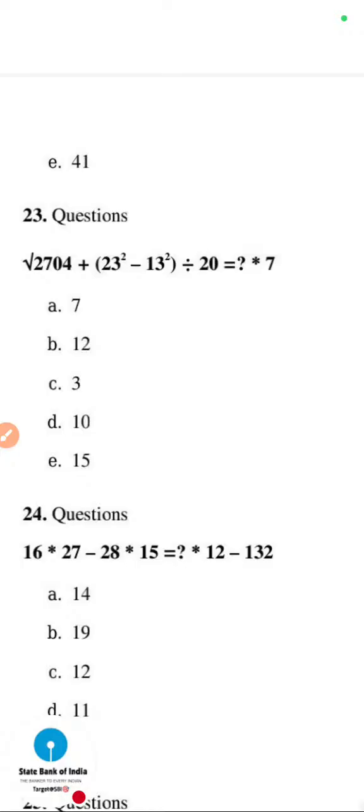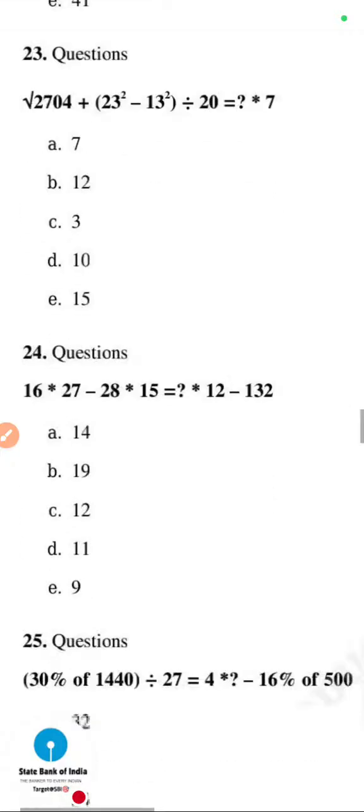52 plus 36 into 10 divided by 20. 20 means 2 times, 2 18 times. So we get 52 plus 18, which is 70. 70 equals to x into 7, 7 10 times. So the answer will be 10 for this third question.